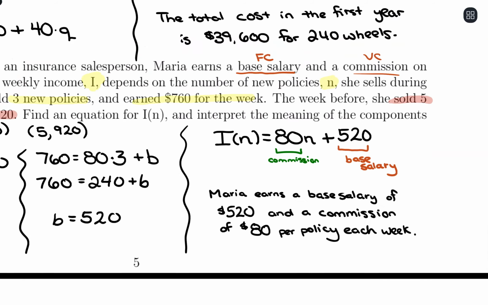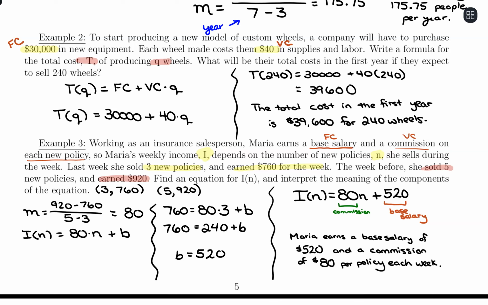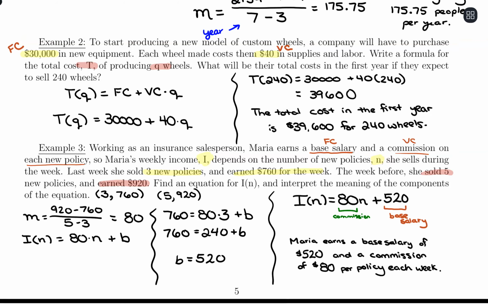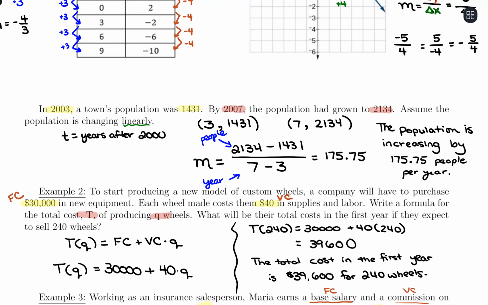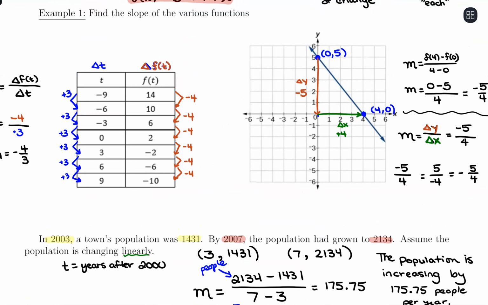Okay, so this is the idea of getting the equation from 2 coordinates: find that slope first, then plug in one of the coordinates to find the intercept. And then once we have that together, we can tie it to this idea of fixed cost and variable cost. And yeah, just some extra word problems and this idea of slope.